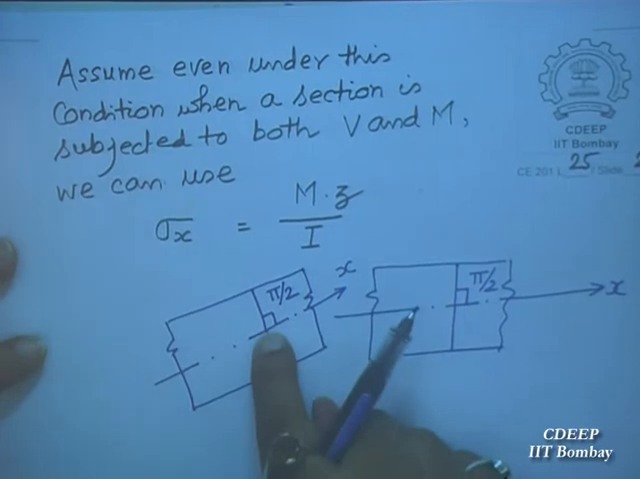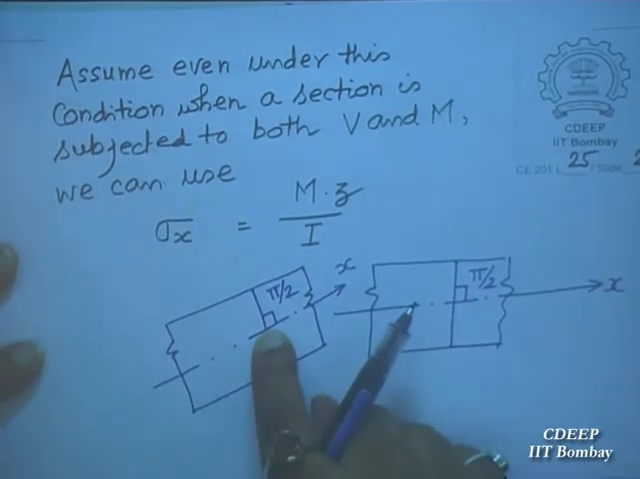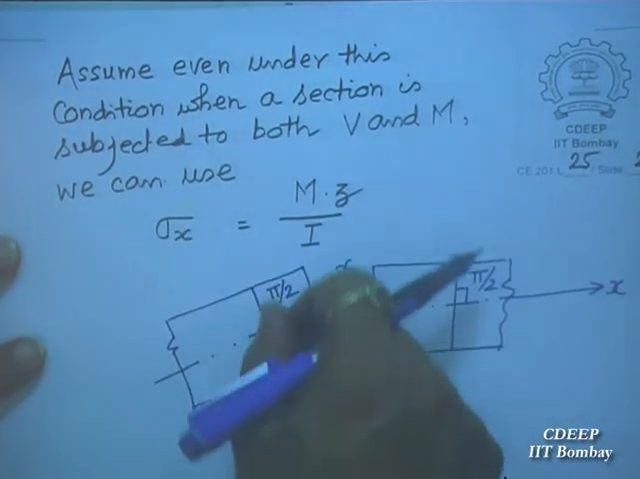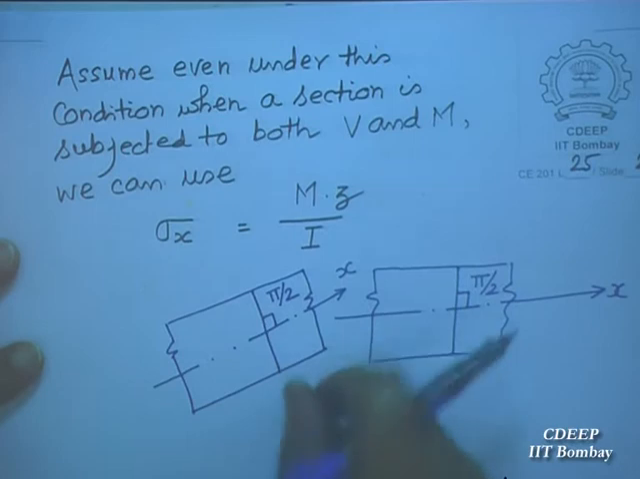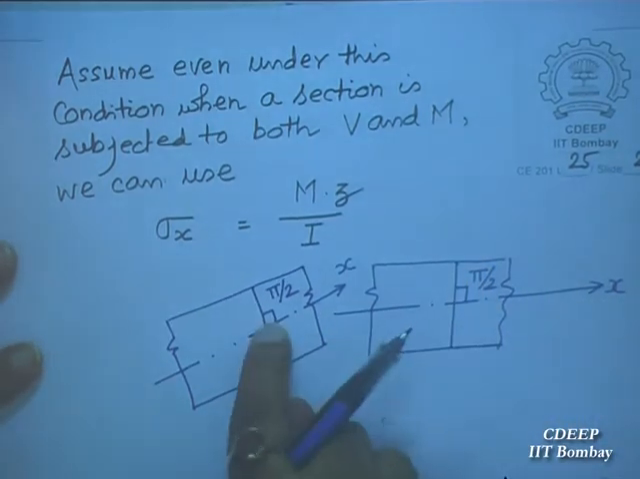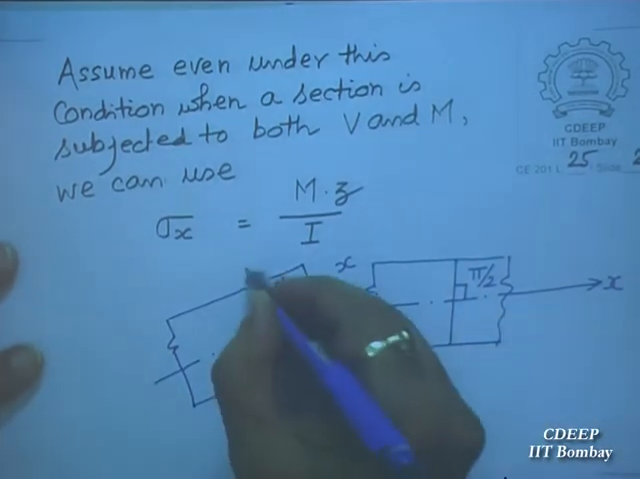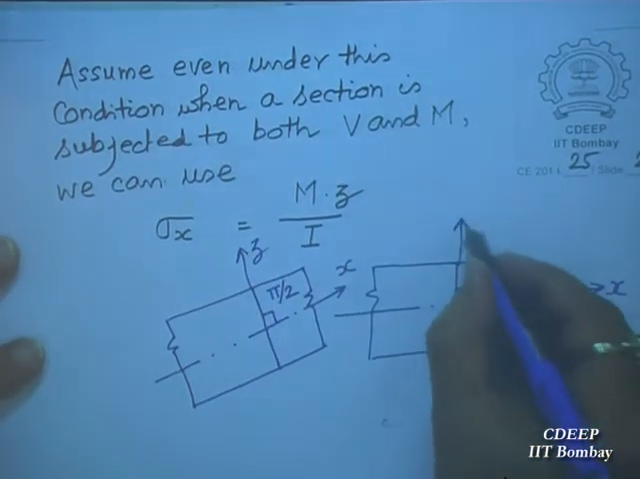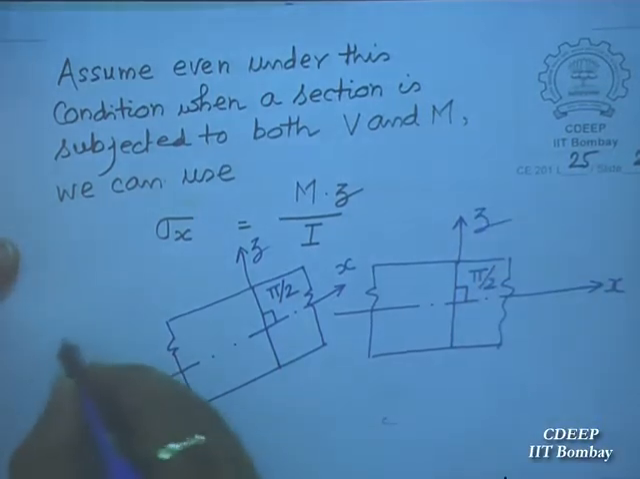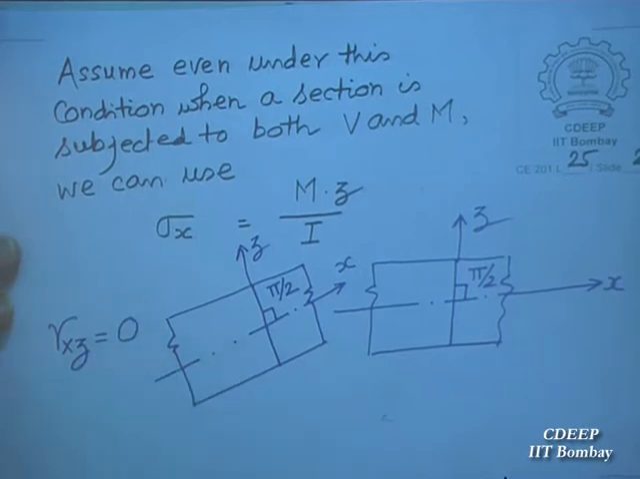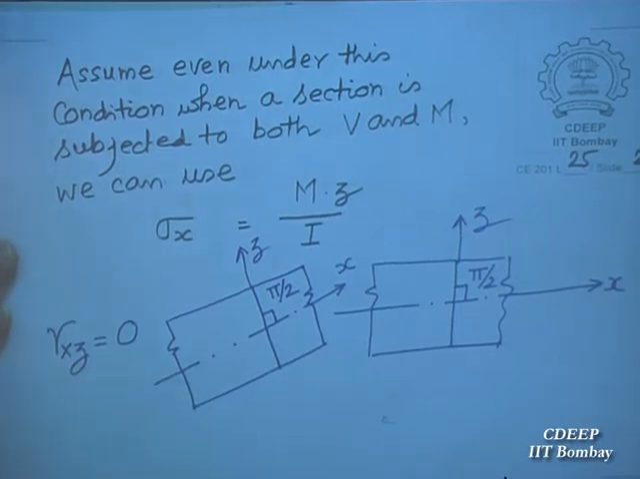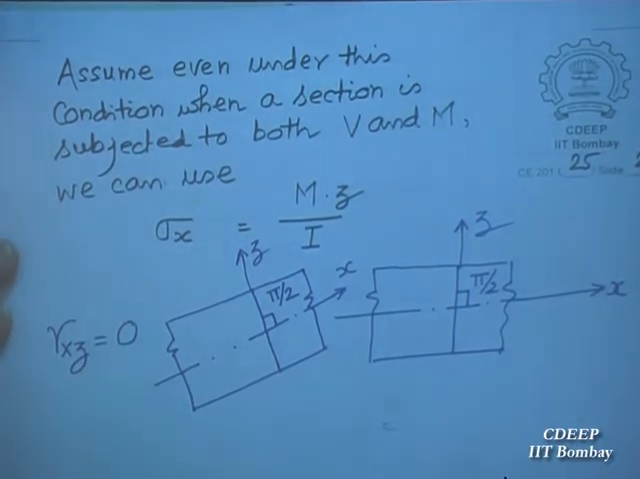Shear strain will be there actually. That means this will be slightly inclined, not necessarily 90, but we are assuming this to remain 90 degree. So we are assuming that gamma xz is 0. This means gamma xz is 0, shear strain is 0. This is a Kirchhoff assumption.